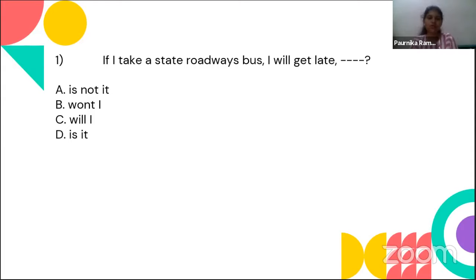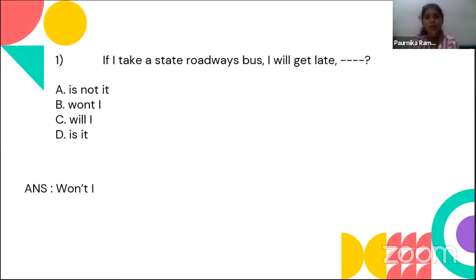From the options, we can see: if I take a state roadways bus, I will get late. You are talking about yourself in the first person, so "is it not" wouldn't be a proper option, and "is it" also will not be a proper option. Immediately after seeing the question, you can eliminate option A and option B, because the question is in first person, so you cannot write anything as "is it not" or "is it". Between "won't I" and "will I", the correct option you have to choose is "won't I". That would be the right answer.